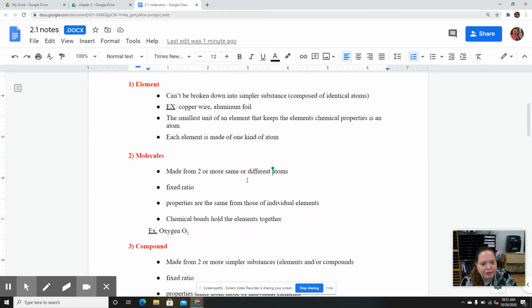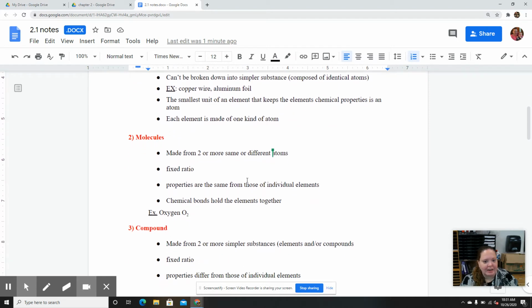Molecules are made up of two or more atoms, and they can be the same type of atoms or different atoms, but they are in a fixed ratio. Their properties are the same as those of their individual elements, and chemical bonds hold them together. So oxygen, O2, is a fixed ratio. Two oxygen atoms are held together, and it retains the properties of those oxygen atoms.